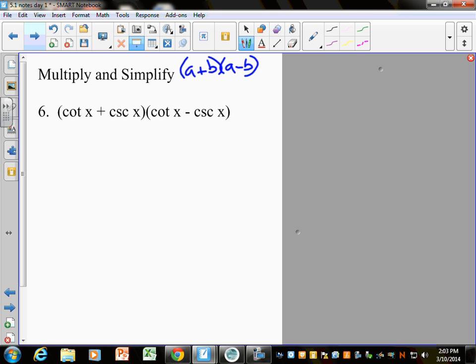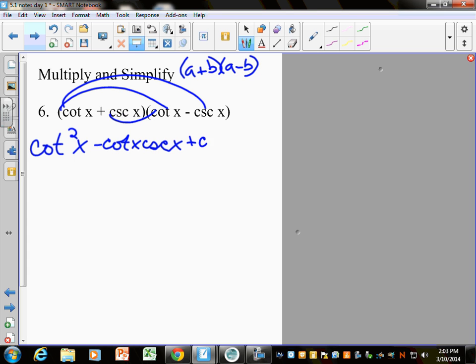Let's just multiply it out. It is the difference of squares. Hallelujah. Someone knows what I'm talking about. Been doing that since algebra 1, kids. Cotangent times cotangent is cotangent squared. If I take cotangent times negative cosecant, I'm going to get negative cotangent x cosecant x. And then if I take cosecant x times cotangent x, that's going to be plus cosecant x cotangent x.